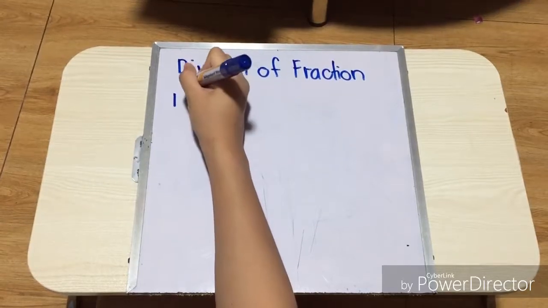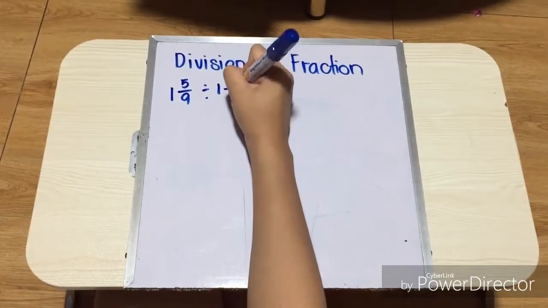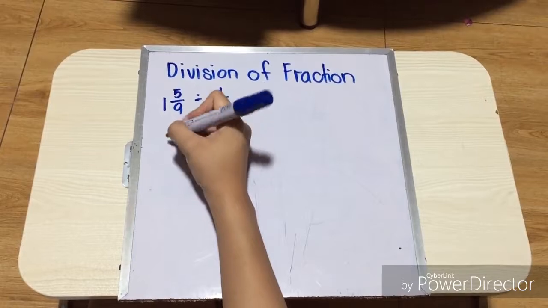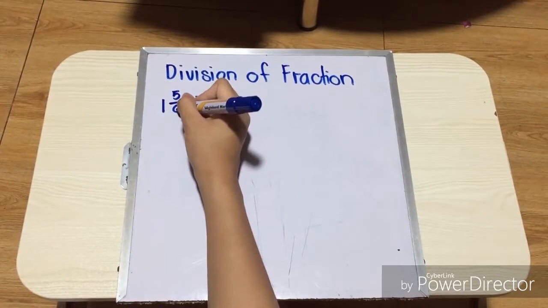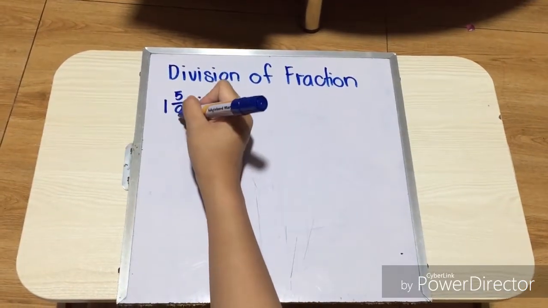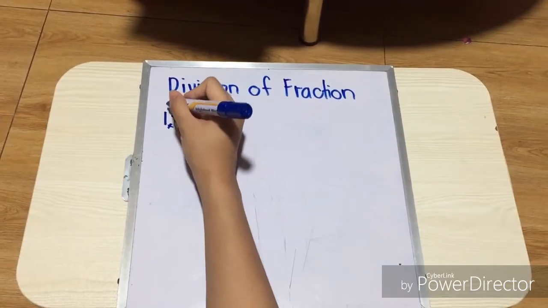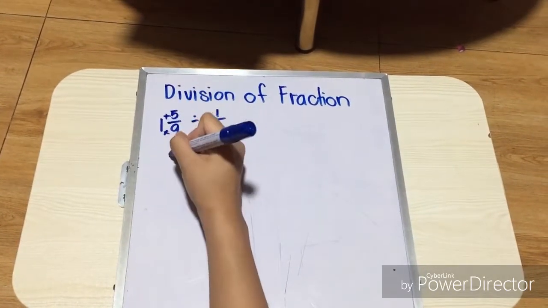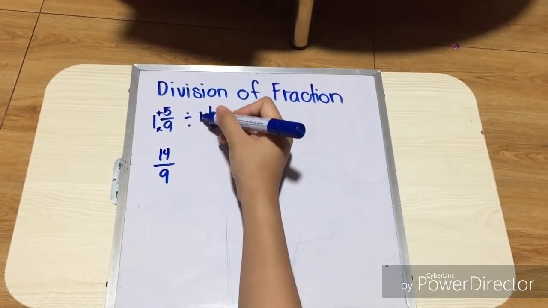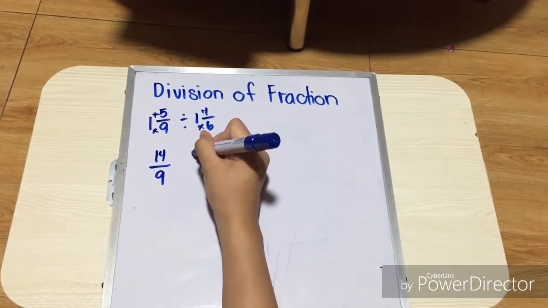The question is 1 and 5 over 9 divided by 1 and 1 over 6. The first step will be changing them into improper fractions. 1 and 5 over 9 changes into an improper fraction: multiply the denominator by the whole number, and then add the numerator. The answer will be 14 over 9. Same with the second term. Denominator times the whole number, then add the numerator. The answer will be 7 over 6.